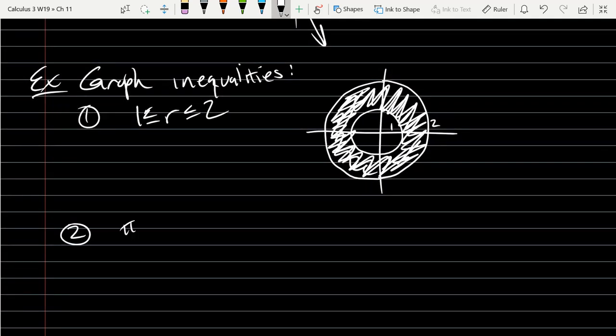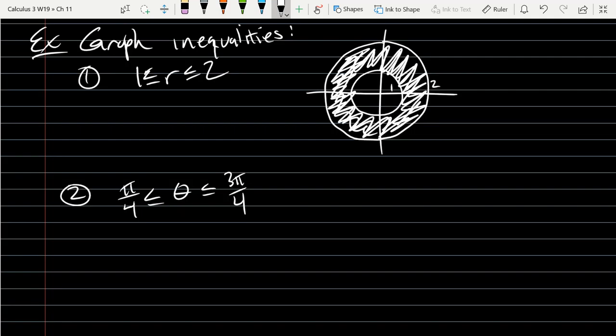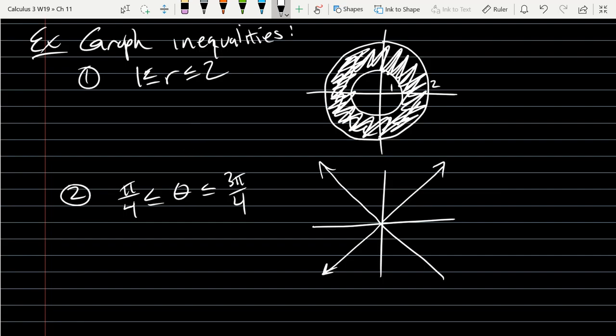Our second inequality: pi over 4 less than or equal to theta, less than or equal to 3 pi over 4. So theta equals pi over 4 gives us the line with the slope measured at pi over 4. And now 3 pi over 4 is halfway into quadrant 2. And we get all the thetas in between.